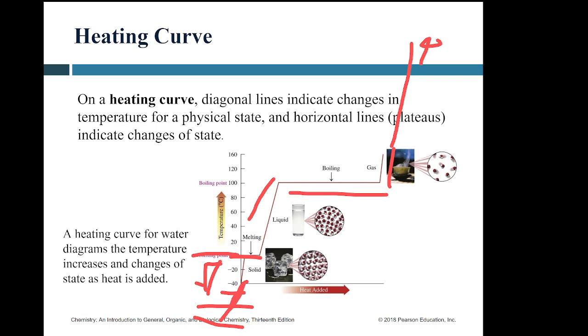Now, does anybody have any questions about these at all? Would a real-world heating curve look exactly like this? No, the real world has imperfections, right? And so in the real world, this plateau would look something like that, a very mild upward direction.